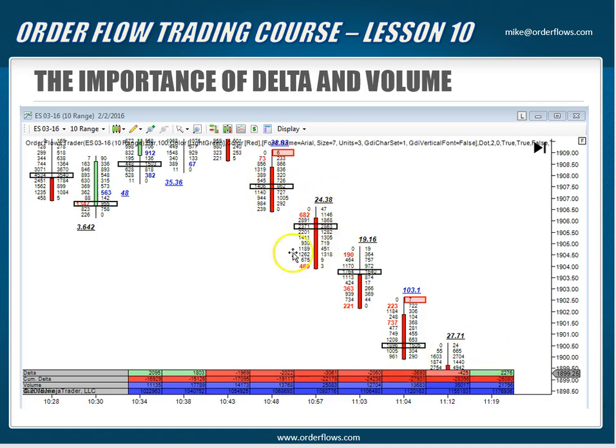In this case, this is where the sellers are taking control of the market. The deltas oftentimes will go positive, you get 1 or 2 positive, 1 or 2 negative, back and forth. But when you start to string together a series of negative deltas, look for the market to start to sell off. If you're stringing together a series of positive deltas, look for the market to start to rally.